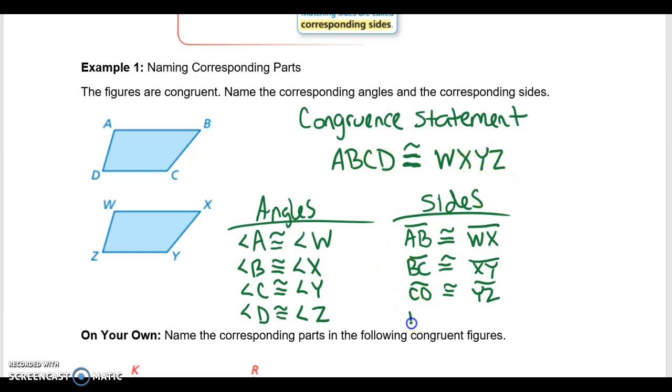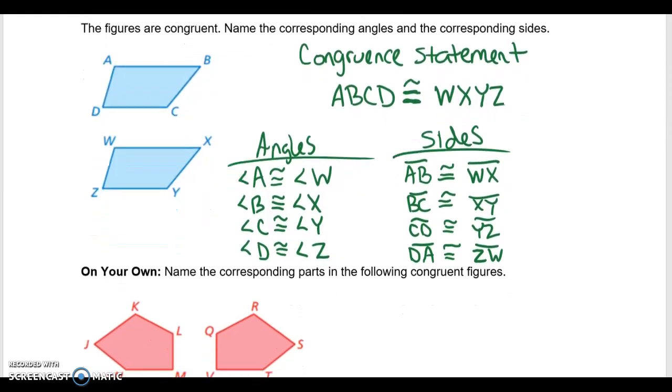And then last side, come back around to the beginning. DA is congruent to, I went last letter first, so here to ZW. Don't switch those around. If you're going to go from the fourth letter to the first, like DA, you go ZW, not W and then Z. All right, so that's that.